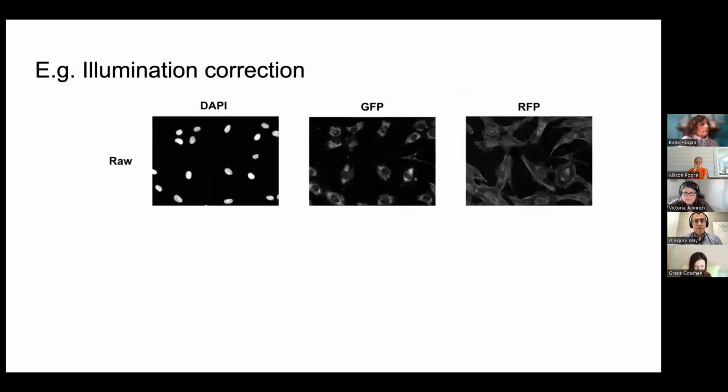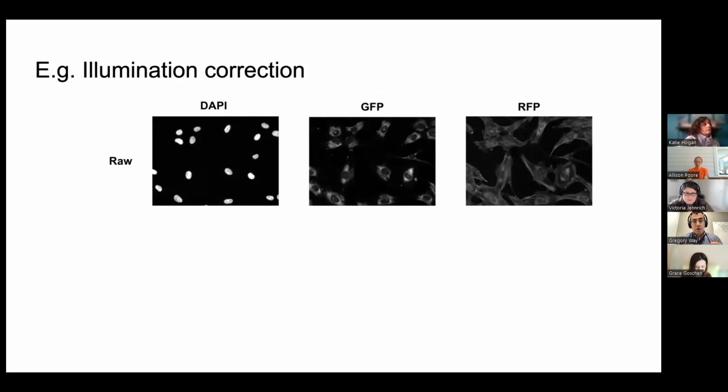So this, more broadly, is called illumination correction. It's a computational procedure where we take our original images and adjust for uneven illumination in the background. You might look at these three pictures. These are Schwann cells, three different stains.